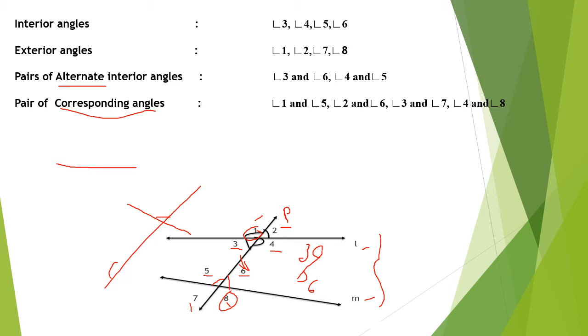These two angles are on the same side of a transversal. So angle 5 and 6 are on the same side of a transversal. Then 2 and 6. So the first pair is 1 and 5, the second one 2 and 6. Next we can say 3 and 7, and 4 and 8. Pair of corresponding angles, not alternate angles, corresponding angles.